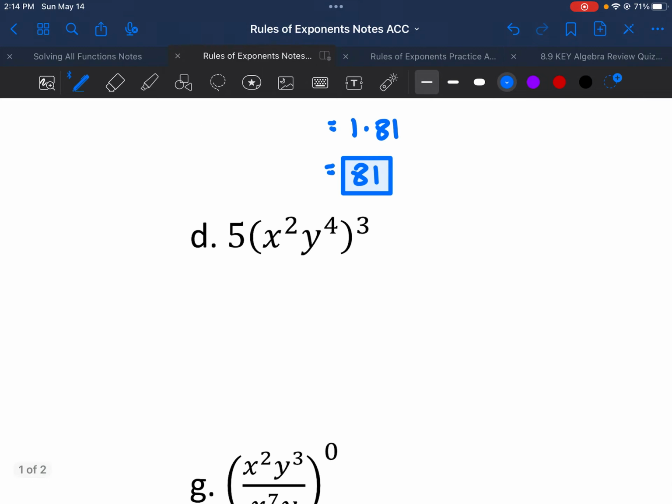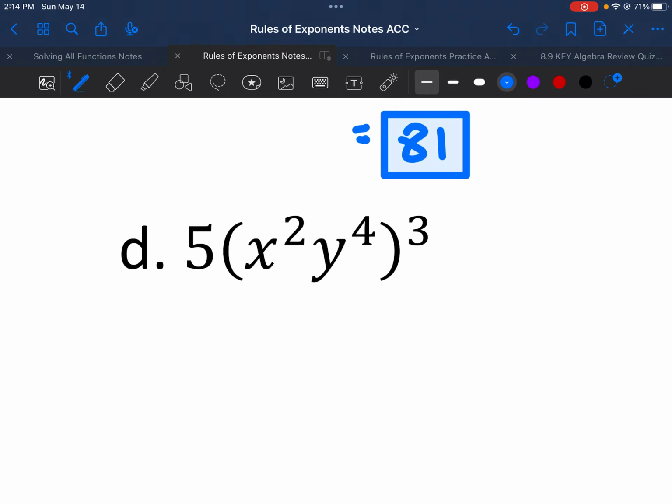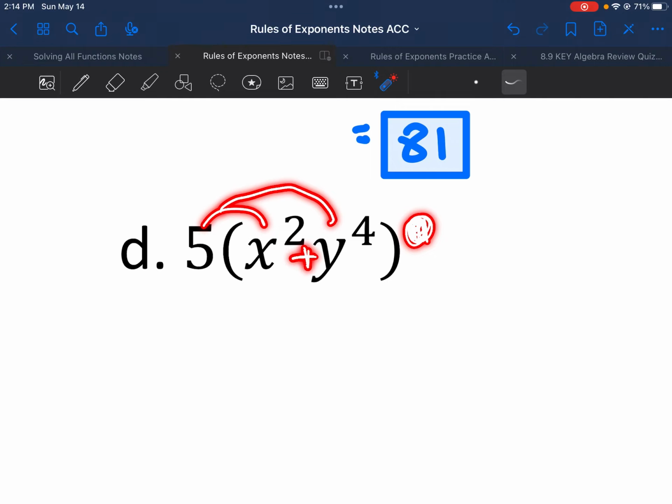All right, example D. Okay, first off, notice the 5 on the outside of the parentheses. One common mistake that students have made in the past is they'll go through and try to distribute the 5 to both these pieces. Let's say this 3 wasn't even here, okay? Let's say that exponent 3 wasn't there. You still don't distribute 5 to both the x squared and the y to the fourth. You would do that if there was a plus sign in the middle, then you could do that, but there's not. You can't do that.